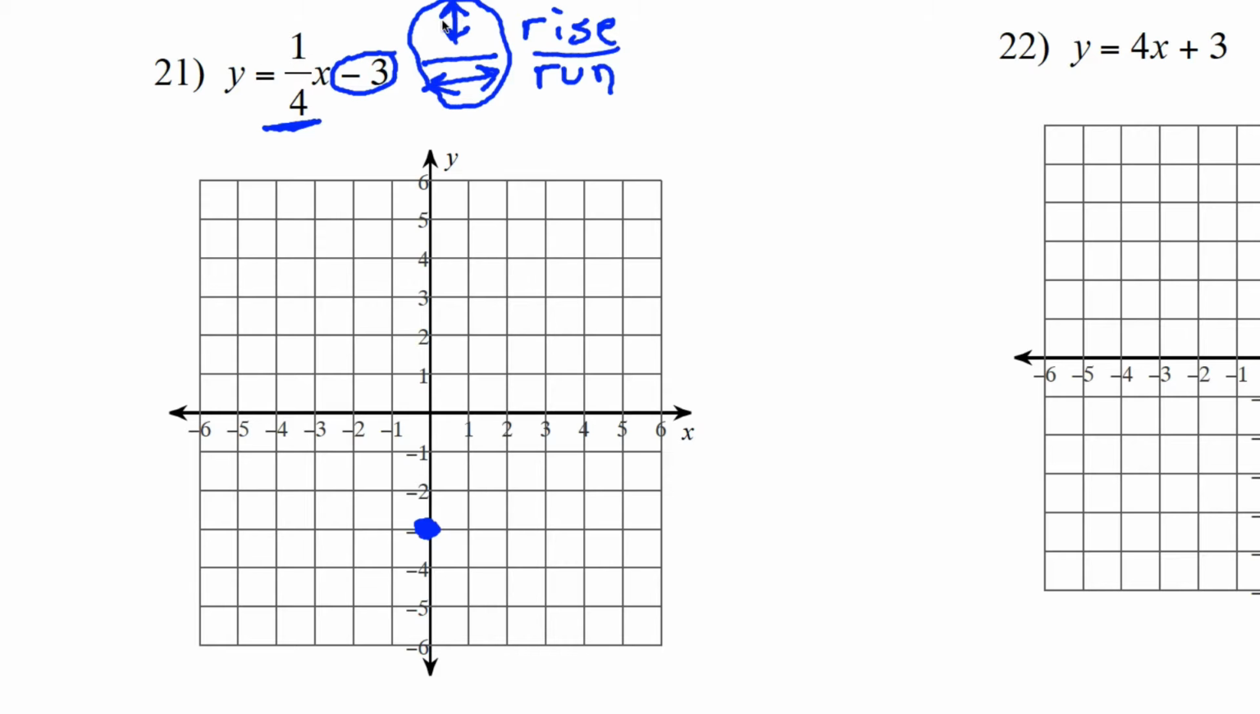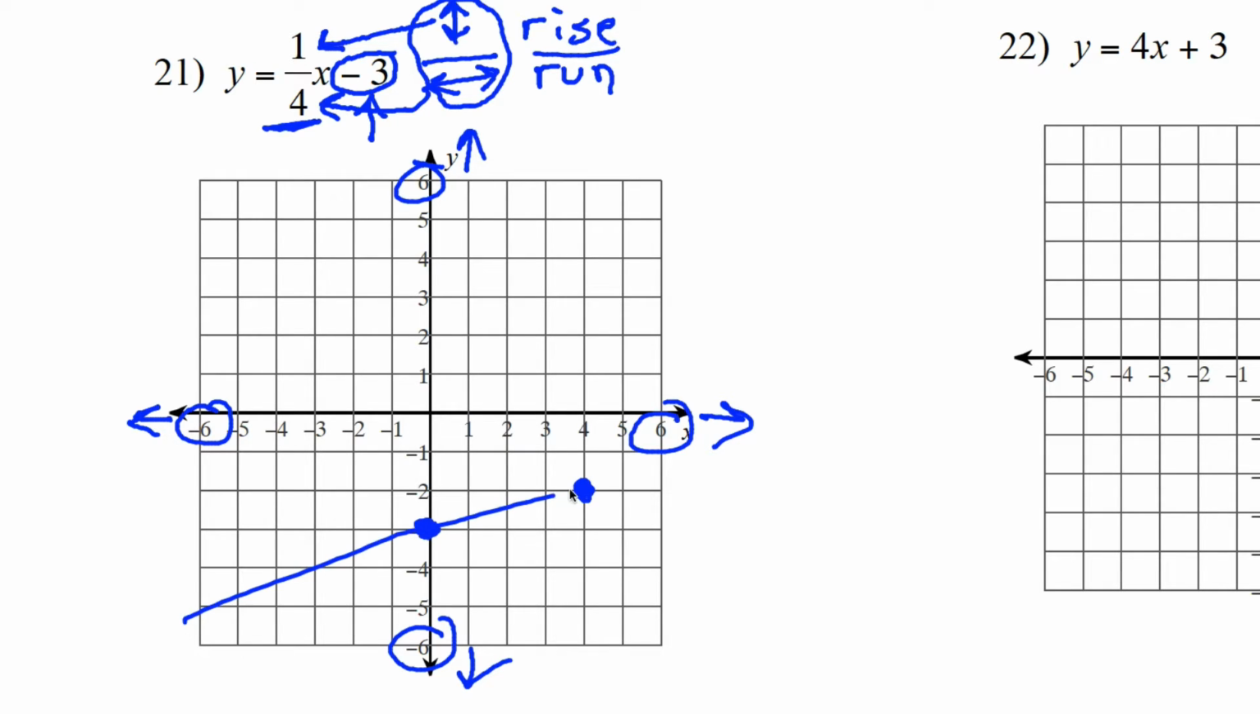So how far are we going up and down? We're going up and down 1. So from our point, remember this is our starting point, we're going to go up 1 and then over positive 4. Now how do I know which way is positive? Well, look at the numbers. Positive is this side, negative is this side, positive is up here, and negative is down here. So that tells us which way we're going. So from our point, we're going positive 1 and positive 4. And then we put another point, and there's our line.